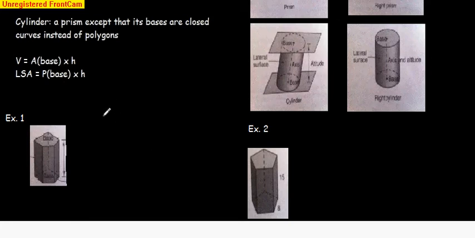In example 1, we have a right hexagonal prism. They tell us that our height right here is 9 inches. In the area of the base, they're going to tell you this: the area of the base is 28 inches squared.